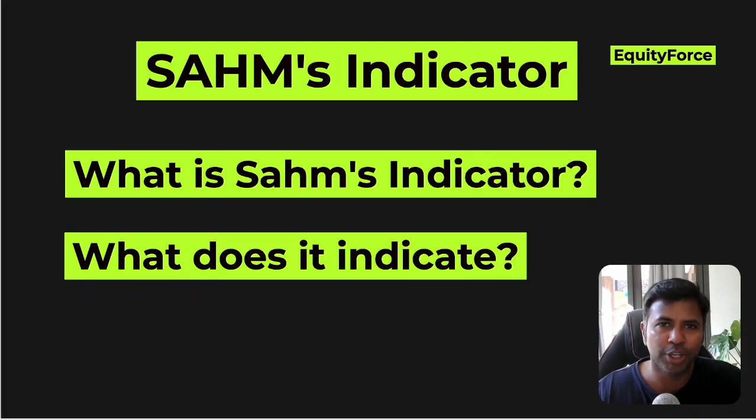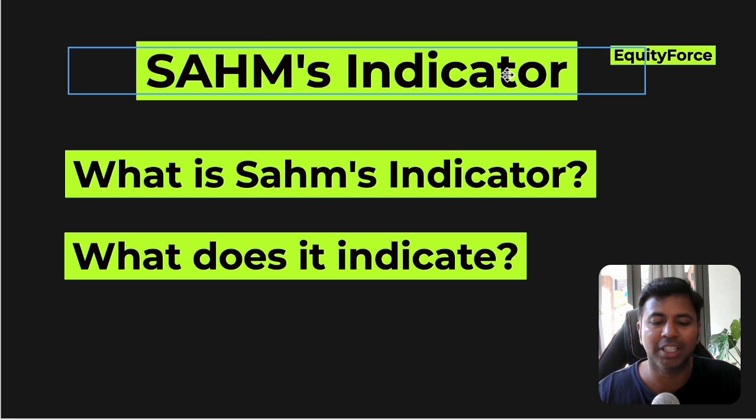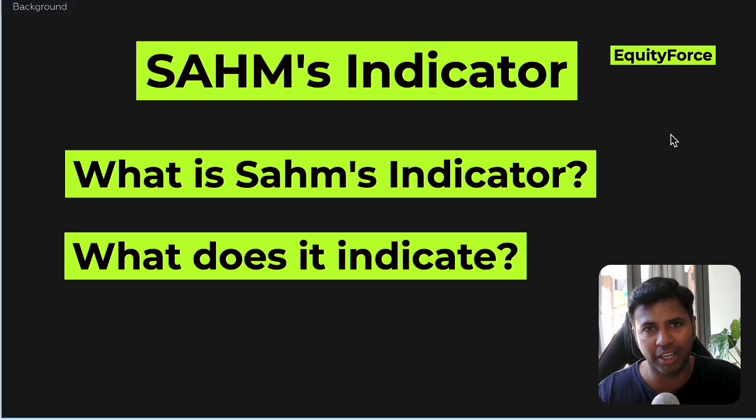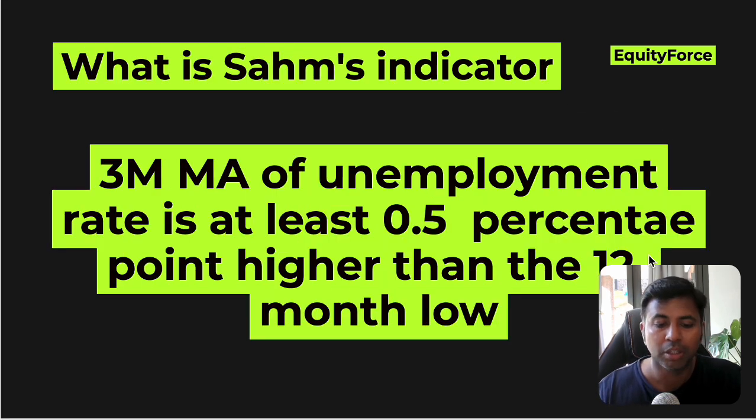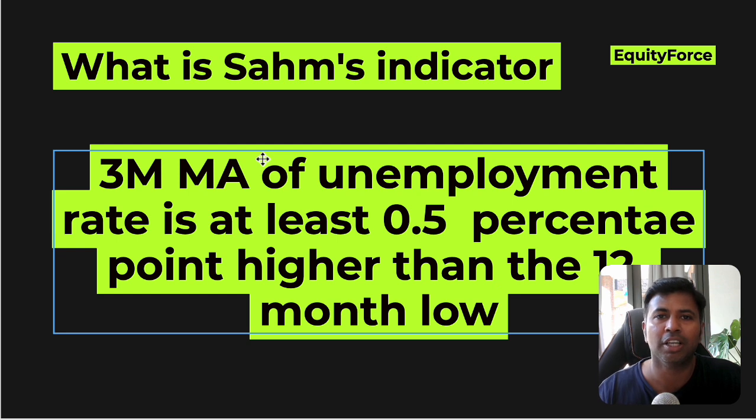In today's short video, we'll look at what is Sam's indicator and what does it indicate. So Sam's indicator is triggered when the 3-month moving average of the US unemployment rate is at least half a percentage point or higher than the 12-month low.